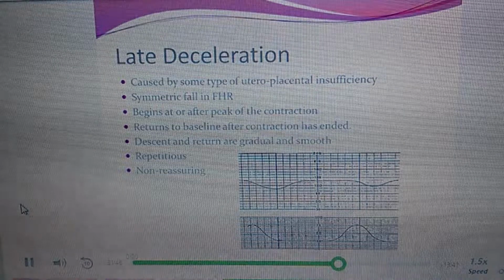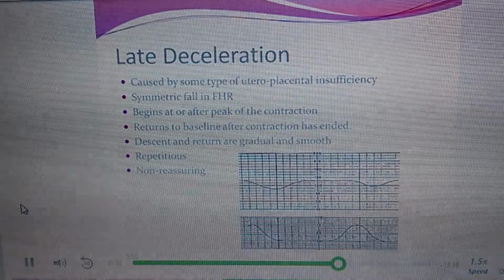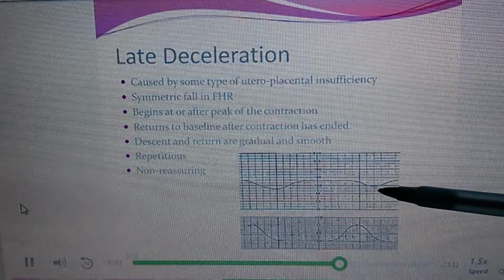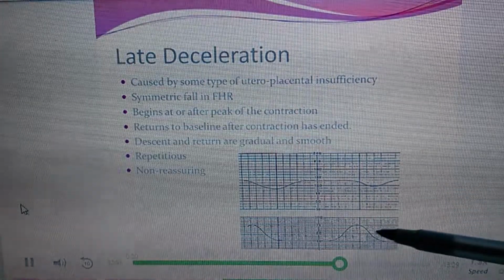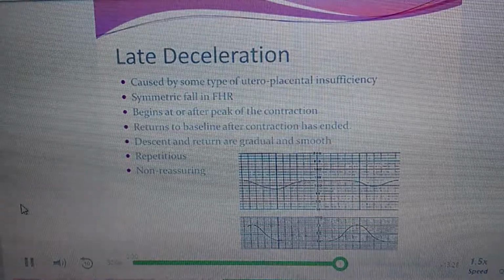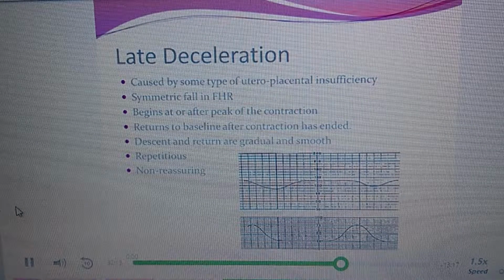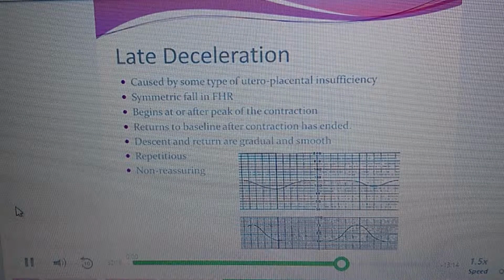Okay? So how does this one look? This one begins at or after the peak of the contraction, and it returns to the fetal heart rate baseline after the contraction has ended. So the early, remember, mirrors the contraction. The late comes after the contraction. That's why it's considered late, because it comes after the contraction has peaked and ended. It returns after it has ended.